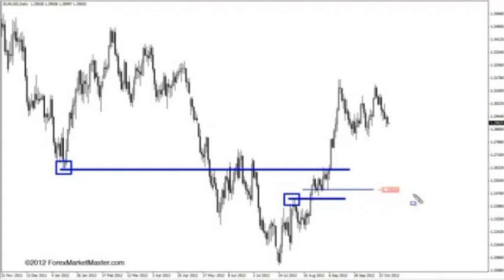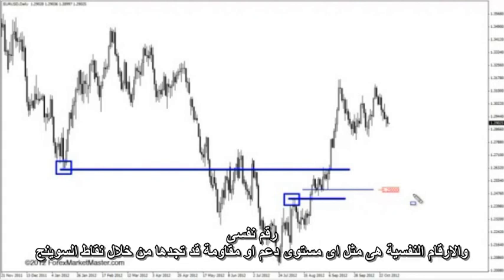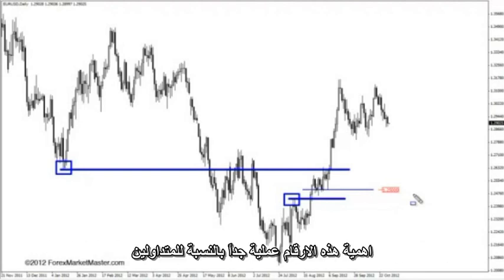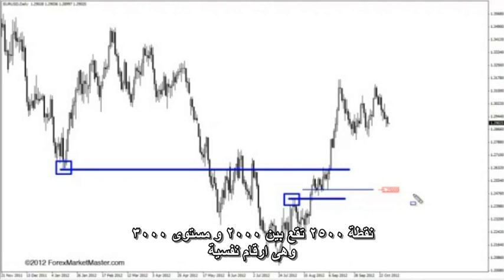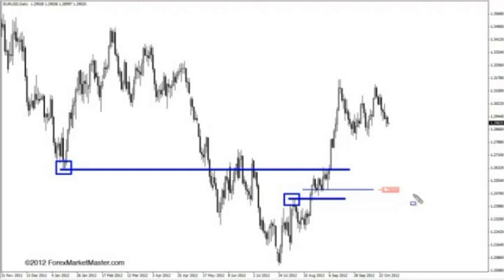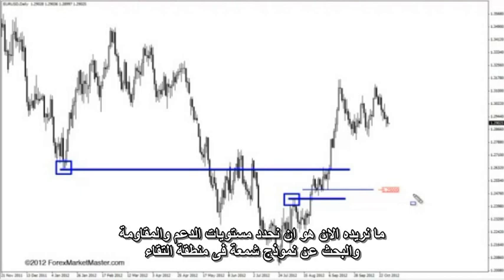1.2500 round number. Now round numbers are pretty much the same as any kind of support and resistance that you'll find on a chart from swing points. These are psychologically very important numbers to traders. The 2500 is, of course, halfway between the 2000 and the 3000 level, which are significant numbers. Psychologically very important.